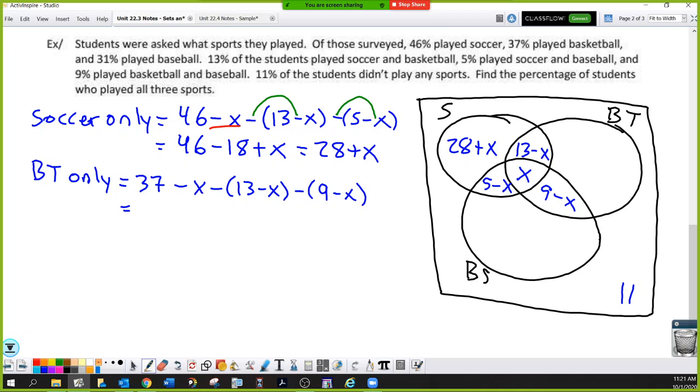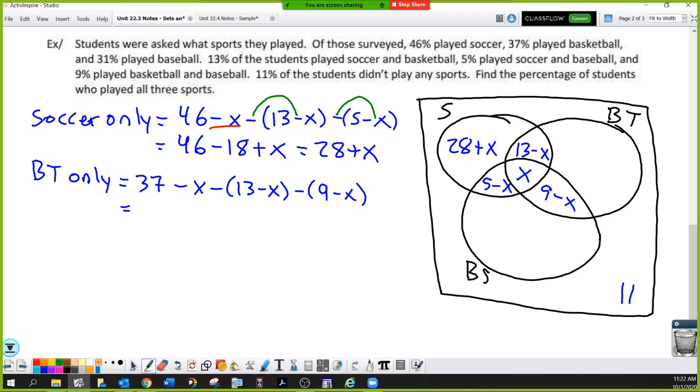If you said 28 plus x, which is what that whole circle is, equals 46, you'd get that x is 18, right? But here's a problem. 5 minus 18 is negative. 13 minus 18 is negative. You would end up with negative zones of your Venn diagram. Okay?